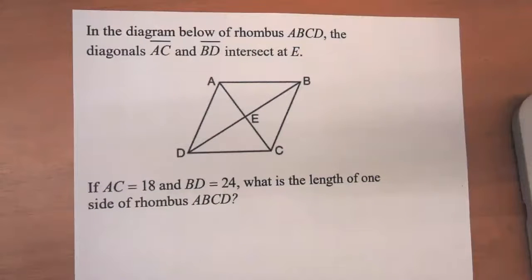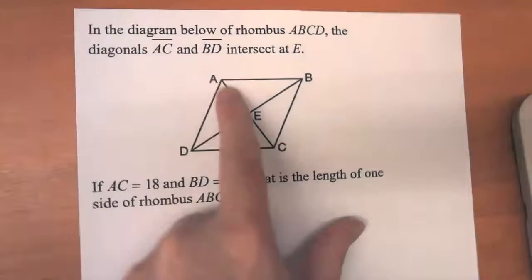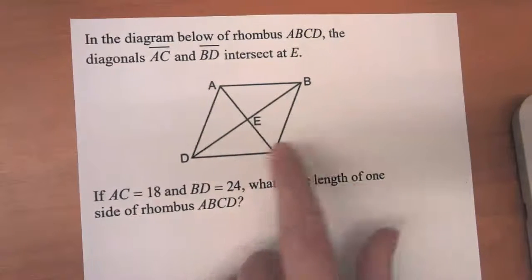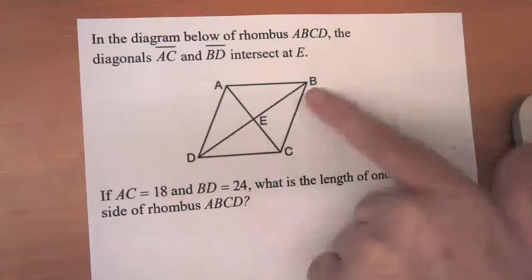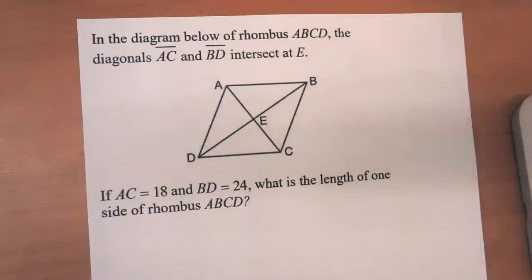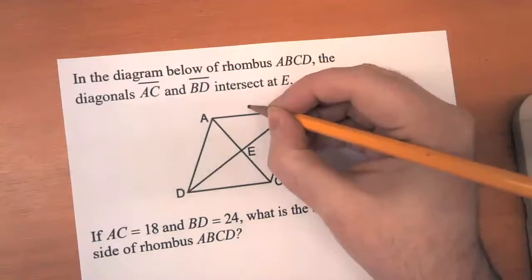So in the diagram below of rhombus ABCD, the diagonals AC and BD intersect at E. They tell us that if AC is 18, if the length of that diagonal is 18, and the length of BD, the other diagonal, is 24, they want to know what is the length of one side of the rhombus. Remember, one thing that makes rhombuses special is that all of their sides are congruent. So if we know one side, we know all of them.